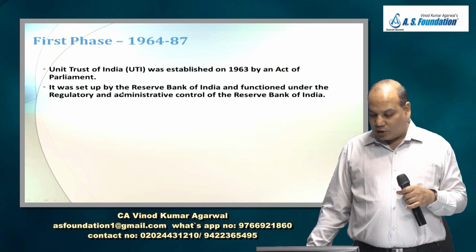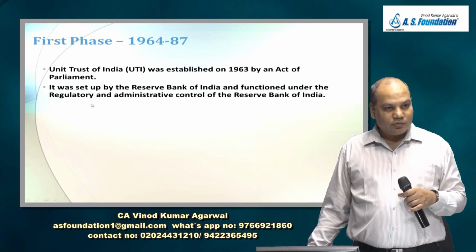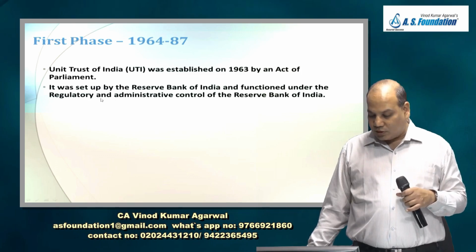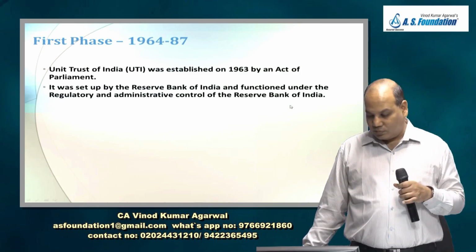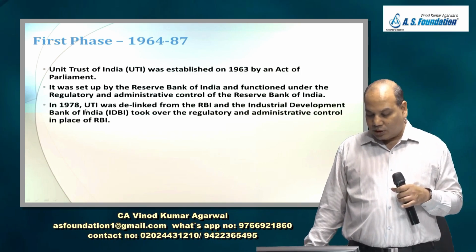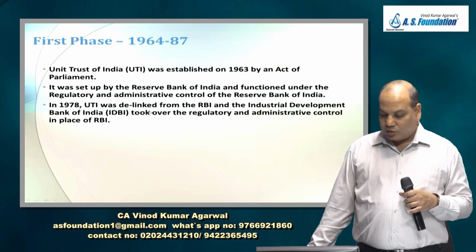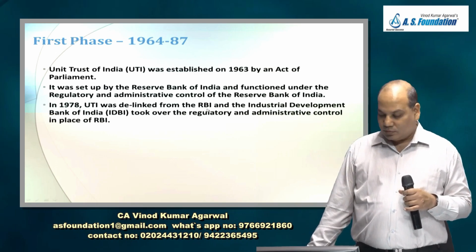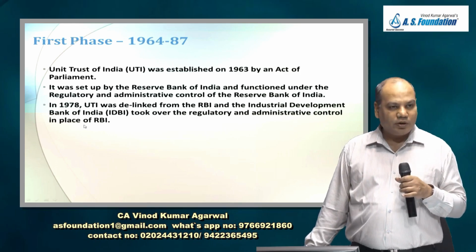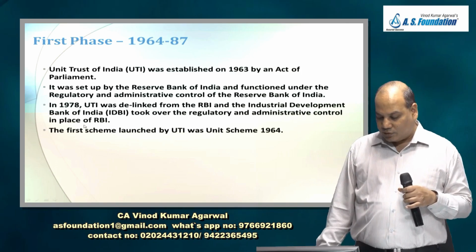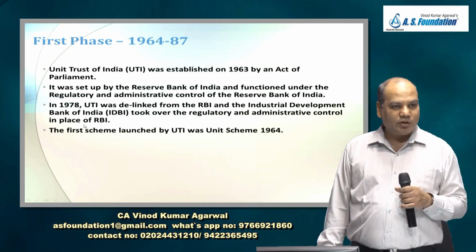So who was the regulator of UTI at that time? Now remember, the regulator has changed now. Earlier only UTI was there. So regulatory and administrative control was with RBI. Then in 1978, UTI was delinked from RBI, and the Industrial Development Bank of India, IDBI, took over the regulatory and administrative control in place of RBI. So the administrator changed because RBI is overburdened with so many other things.